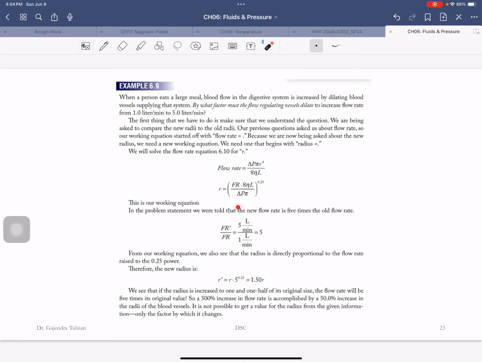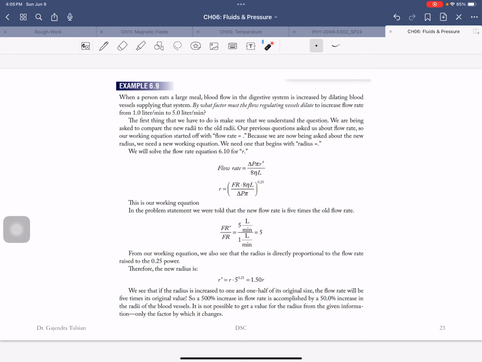All you're going to do is dilate the blood vessels. And so this problem goes through the calculation, and all you have to do is dilate the blood vessels by 50%. You dilate the blood vessels by 50% and you get a 500% increase in flow rate. Okay, so that's the easiest way to control flow rate. So we see that if the radius is increased to 1.5 times its original size, the flow rate will be 5 times the original value. So a 500% increase in flow rate is accomplished by a 50% increase in the radius of the blood vessel.